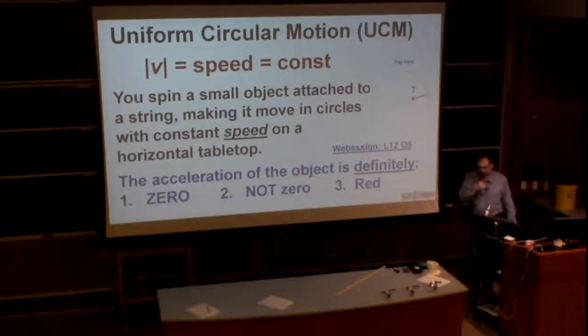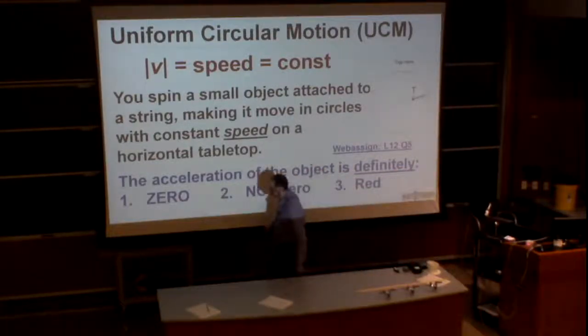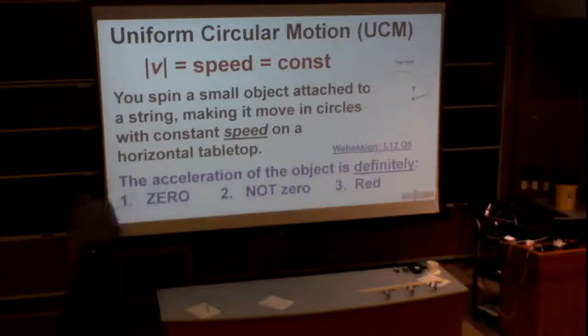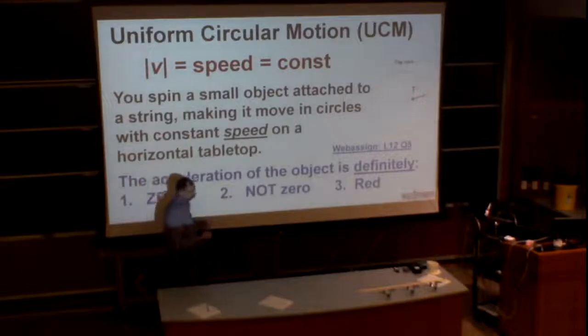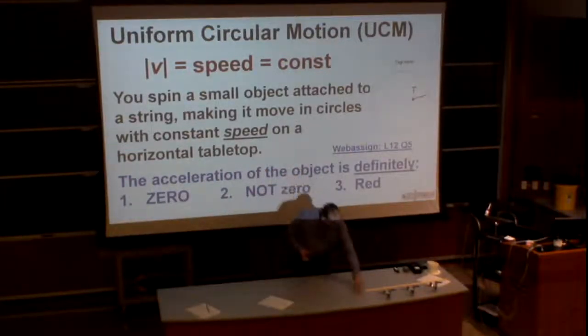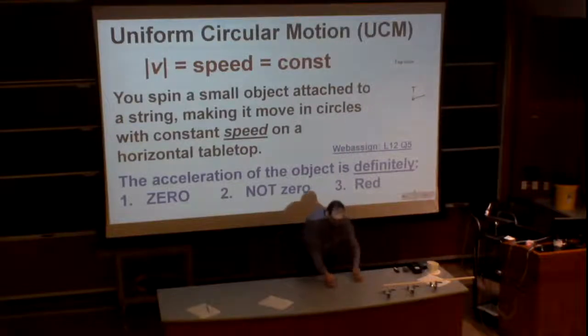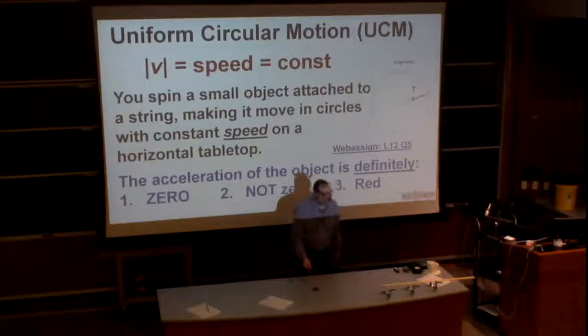So I'm just going to show what's happening here. I've got a small object attached to a string, and I make it move in a circle like this. Nothing else. It could have been a ball, doesn't matter.